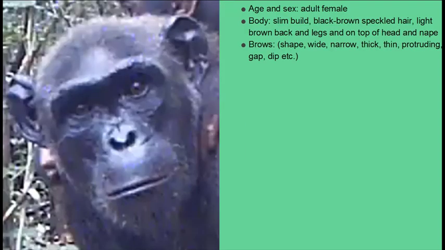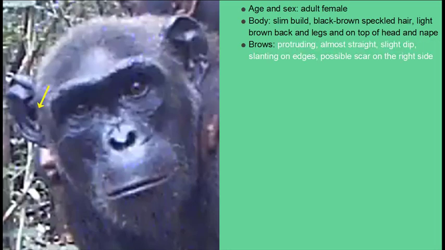Describe the shape of a chimp's brows and whether they are wide or narrow, thick or thin, protruding, or have a gap or dip between them. Her brows are protruding, almost straight, and have a slight dip. They are slanting on the edges, and there's possibly a scar on the right side.